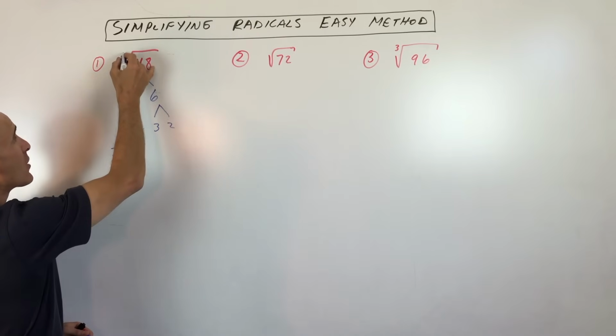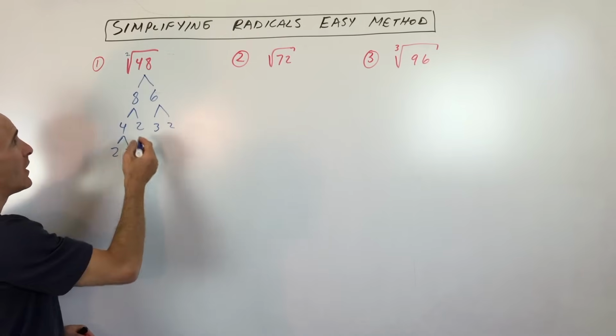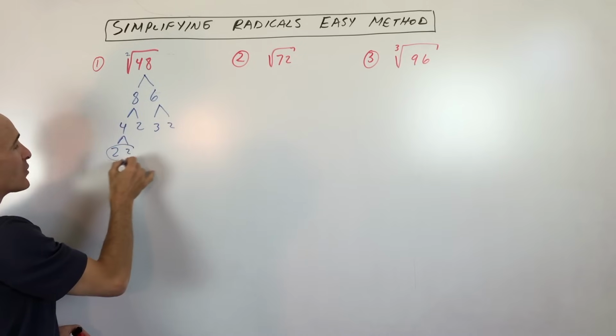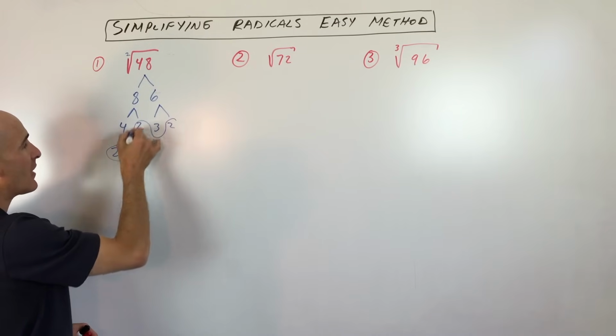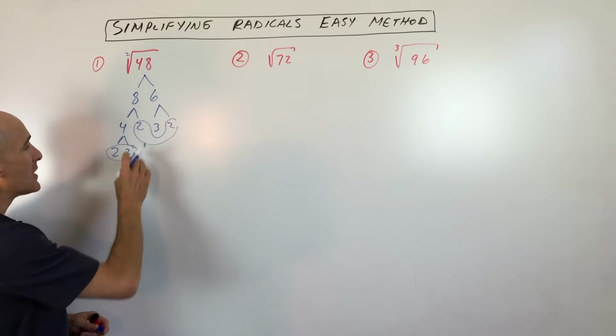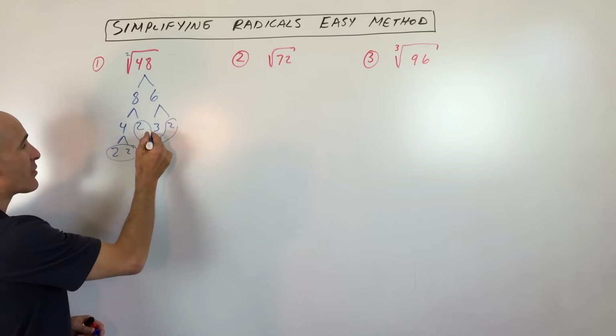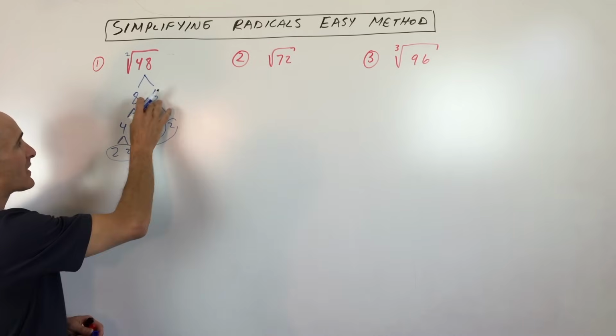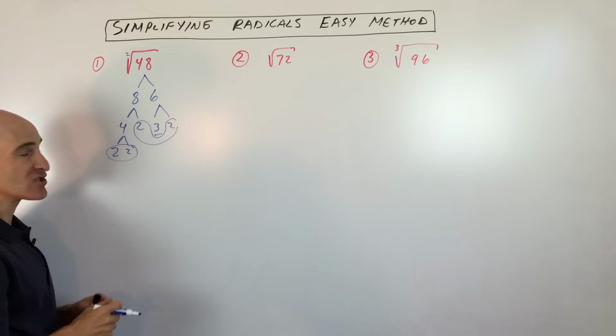So here we're taking the square root. You don't see it, but there's a 2 understood there. And so we're looking for a pair, meaning 2 of the same number. It doesn't have to be the number 2, just a pair, like a pair of shoes. So we have a pair of 2s, and a 3 left over. We don't want to count these, just the ones at the ends of the branches.